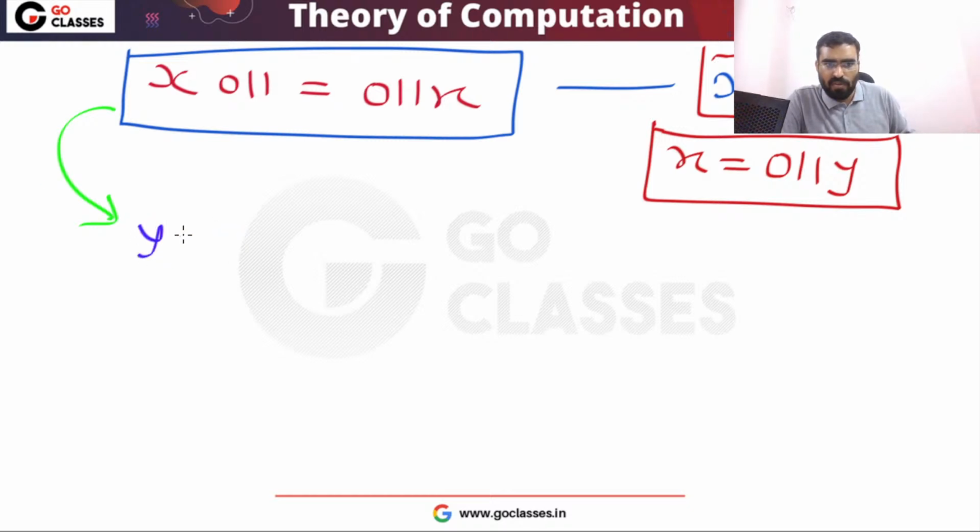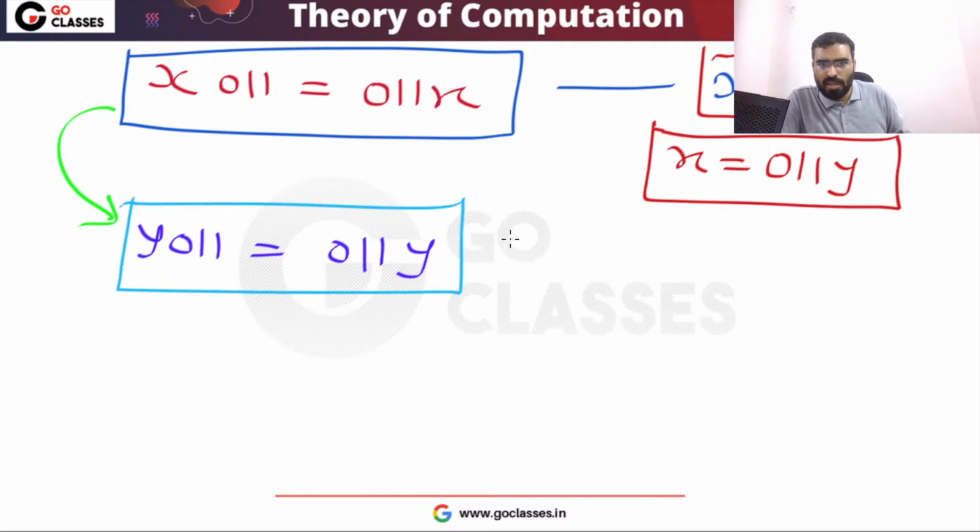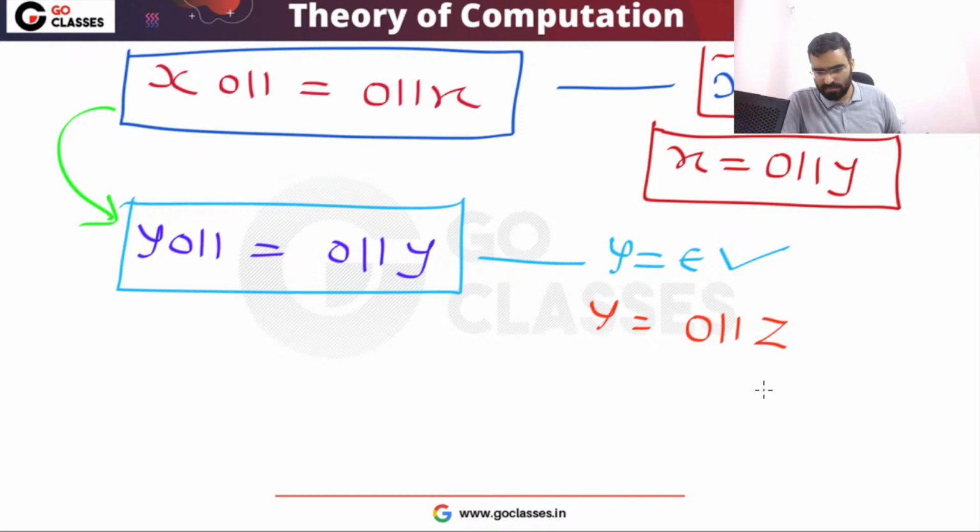I got this one: y011 equal to 011y. Now again the same thing will happen again. Do you agree or not? Again here, what will I get? Again here y equal to empty string will satisfy. Again y string, okay, it will satisfy, or y equal to 011z.